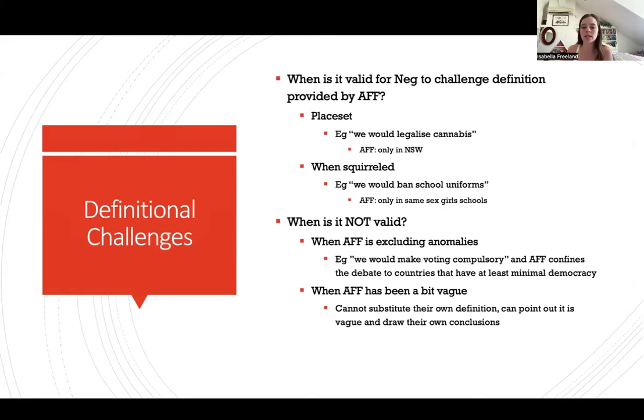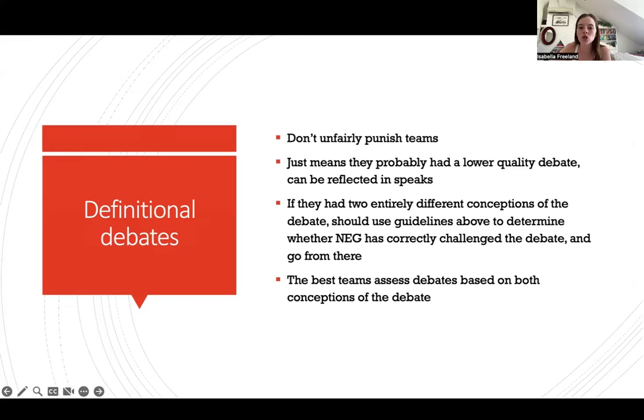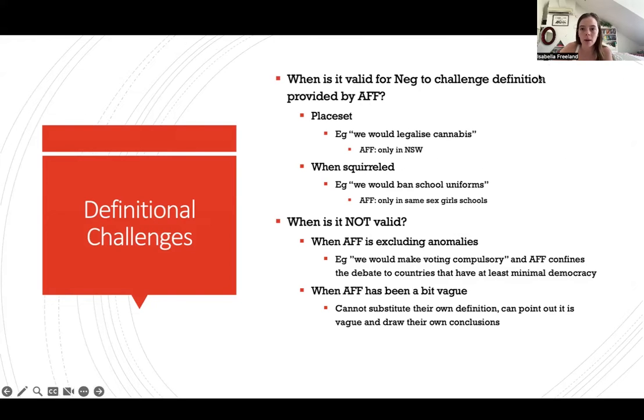Okay, so sometimes when you're judging debates, you'll get into the weeds a bit of a definitional challenge. What this means is that the teams don't agree on what the debate should be about. So this is a good rule of thumb of when negative should challenge the definition provided by affirmative. I think there are two good instances. The first is if they set the debate unfairly or restrict it too much. And the second is if they squirrel the debate.